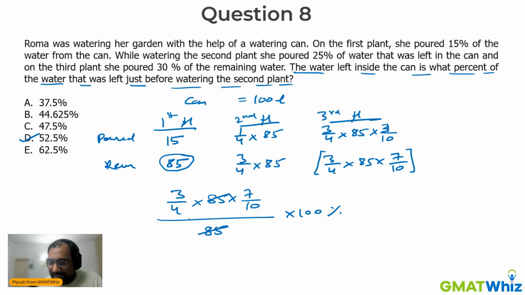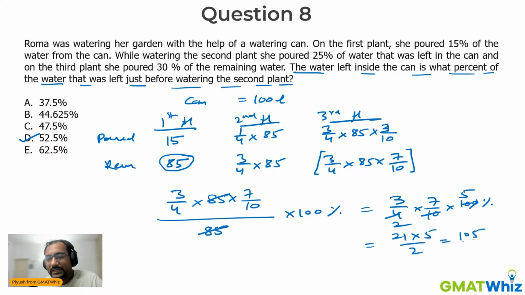So 85 gets cancelled. Do I have anything else that I can cancel? I don't see. So okay, yes, I do have something that I can cancel. So it is 100%. So I take a 0 out, and I can possibly cancel another 5, another 2, sorry. So I get this, which is 21 into 5 by 2. So 105 by 2%, which is 52.5% is my answer.